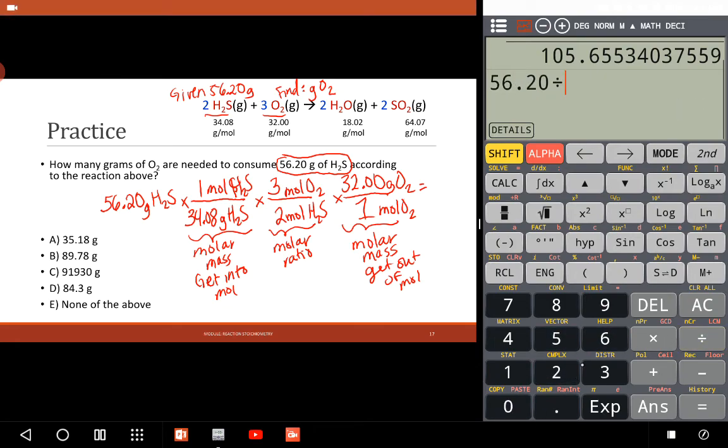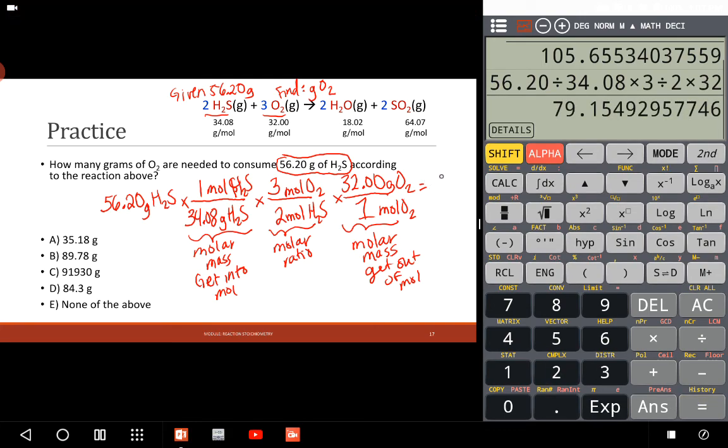So that is 56.20 divided by 34.08 times 3 divided by 2 times 32. And so that is 79.15 grams. So the answer is none of the above.